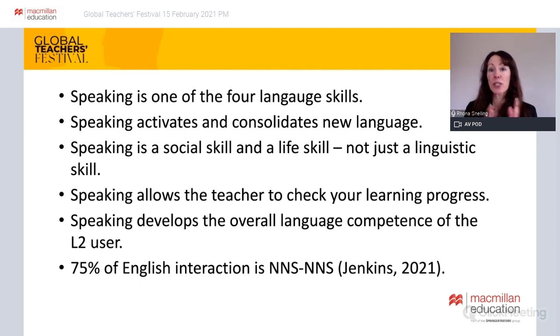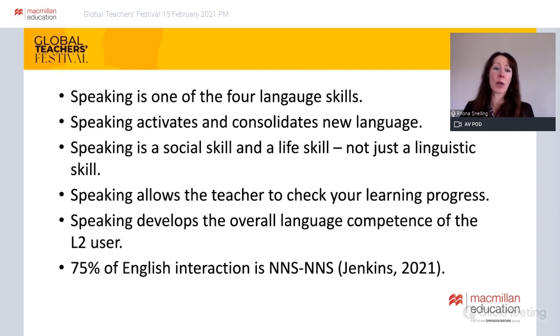Yes, because when we speak to somebody, we're building relationships, whether it's friends or colleagues. It's networking, a social skill. Speaking allows the teacher to check your learning progress. Is there something your student is saying where maybe you need to go back over something, or maybe everything is fine? It's a great way of having that data and assessing it as a teacher.